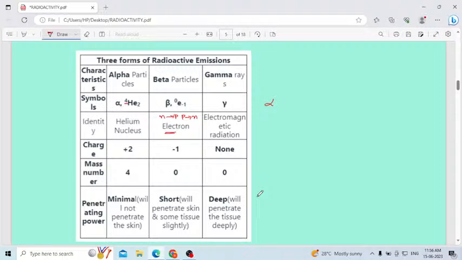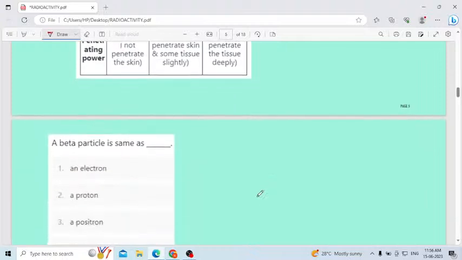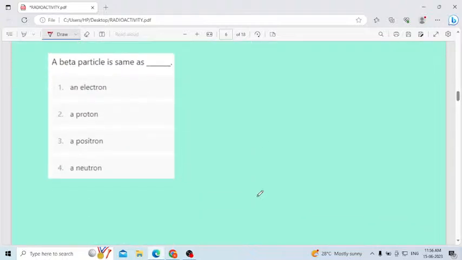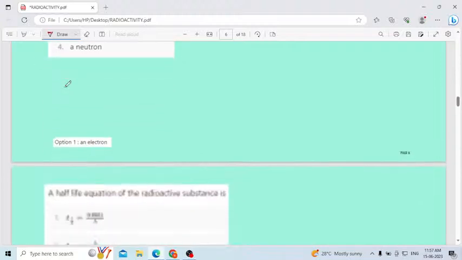These are the few important points I have given in the list. Please revise them, it will be helpful for you if they ask any MCQ questions. Okay. Next one: a beta particle is the same as an electron, a proton, a positron or a neutron. What is the correct answer? Beta particles involve the discharge of an electron, as I told. Therefore, a beta particle is the same as an electron. You have to remember that.